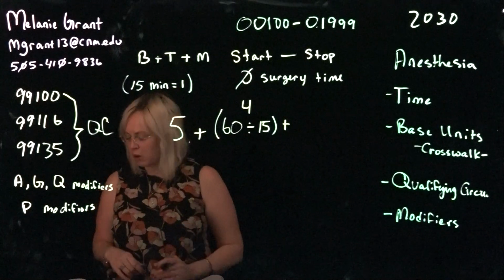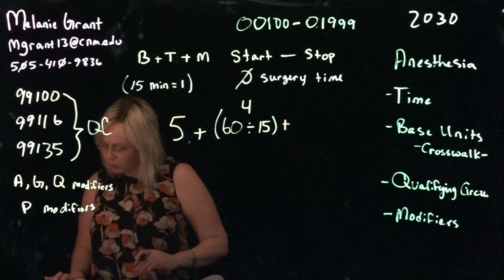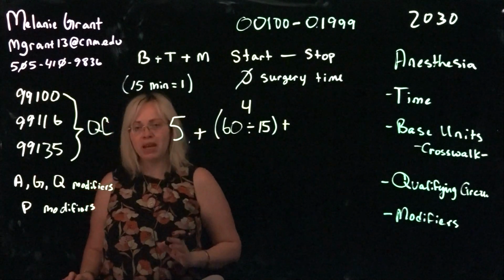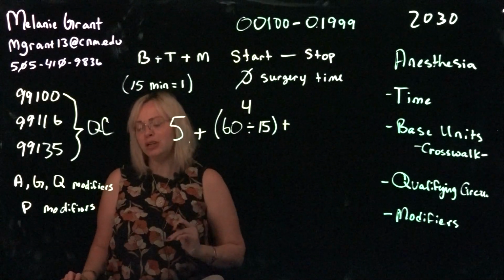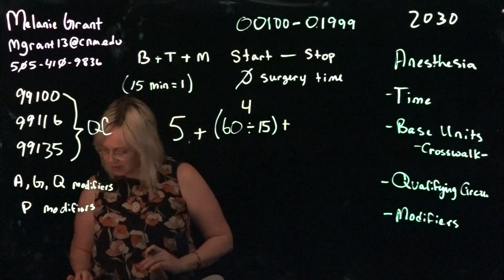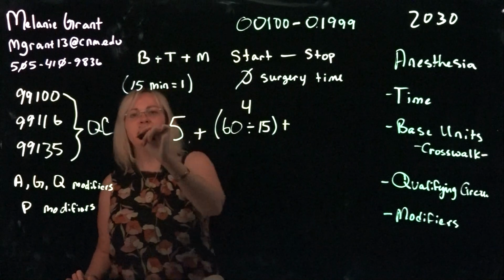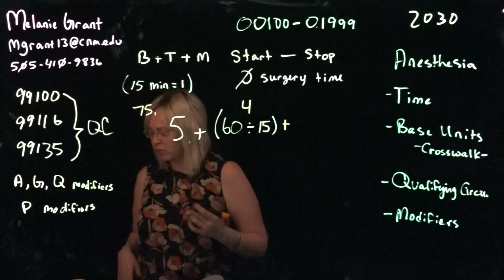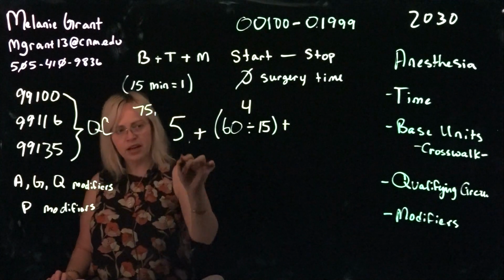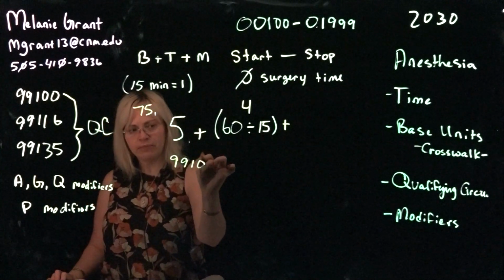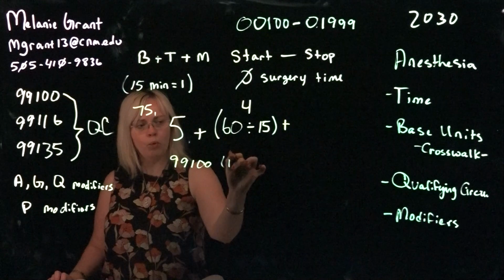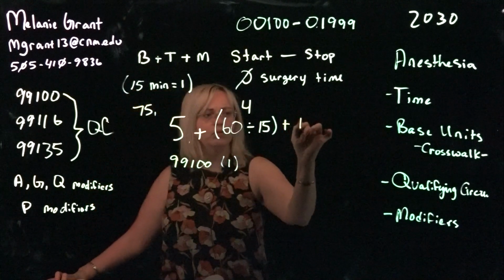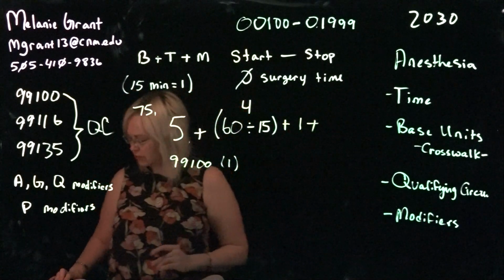There's no question about whether or not they apply. 99100 applies to a patient of extreme age, and they give the example of younger than a year old or older than 70. So if our patient is 75, having an abdominal procedure performed, we're going to add 99100, and that's going to be worth 1 unit additional for our qualifying factors.